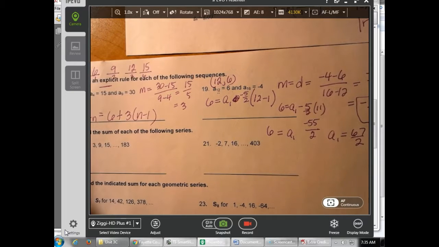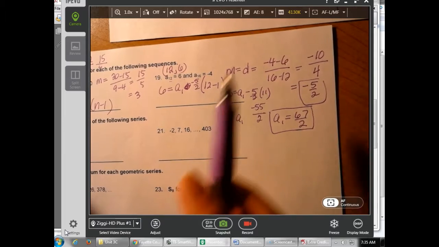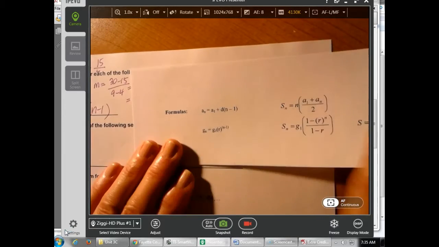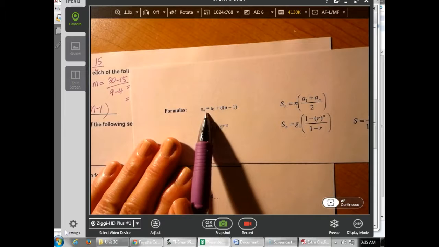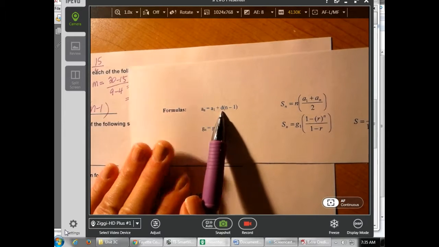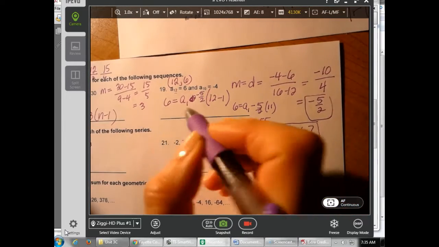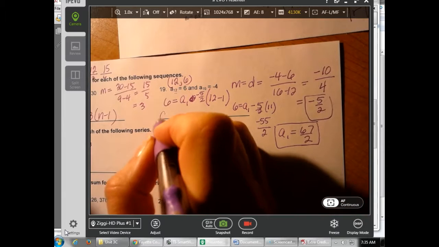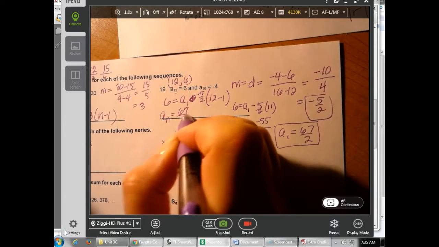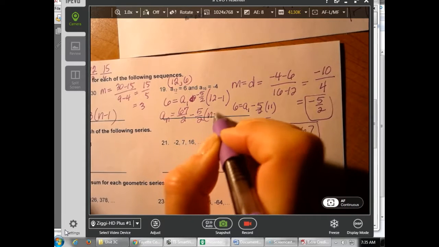And what I want to do is basically pick up the values I need. So I need a sub 1, my first value, and then I need my common difference right here. So I'm going to put that back into the formula. And again, here's the formula. So a sub n is going to be equal to my first term, and then it's going to be minus 5 halves because that was my common difference. So let's write that out. So a sub 1, which is 67 halves, so I'm going to say a sub n is equal to 67 halves, and then it'll be minus 5 halves, and then n minus 1.